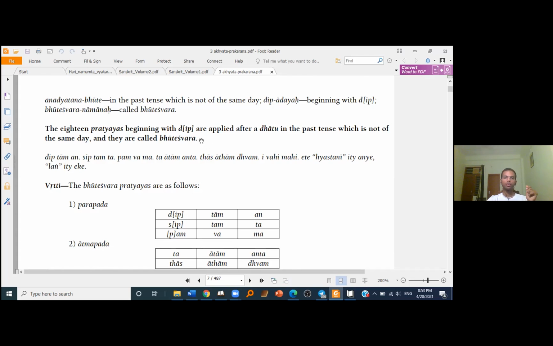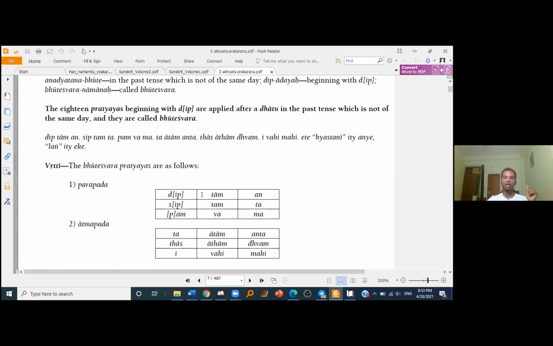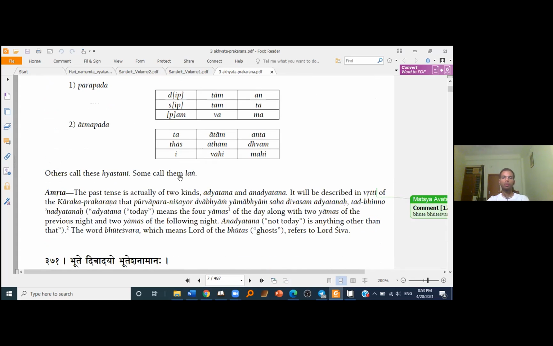So the 18 pratyayas beginning with dip, tam, jhi, sip, tam, ta, mip, va, ma, ta, atam, jha, thas, atham, dhvam, i, vahi, mahi. They are used in the past tense, which is not of the same day, and they are called bhuteshwara. Some call them lang.